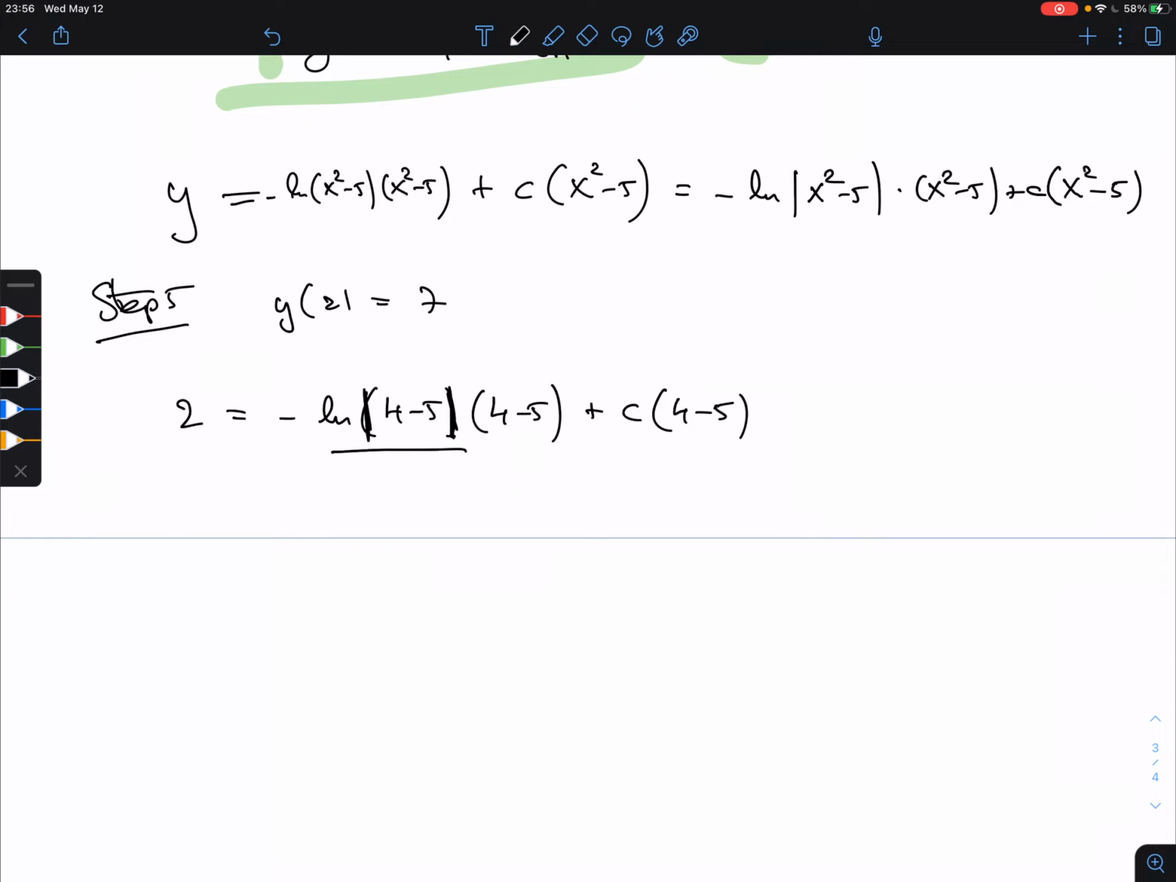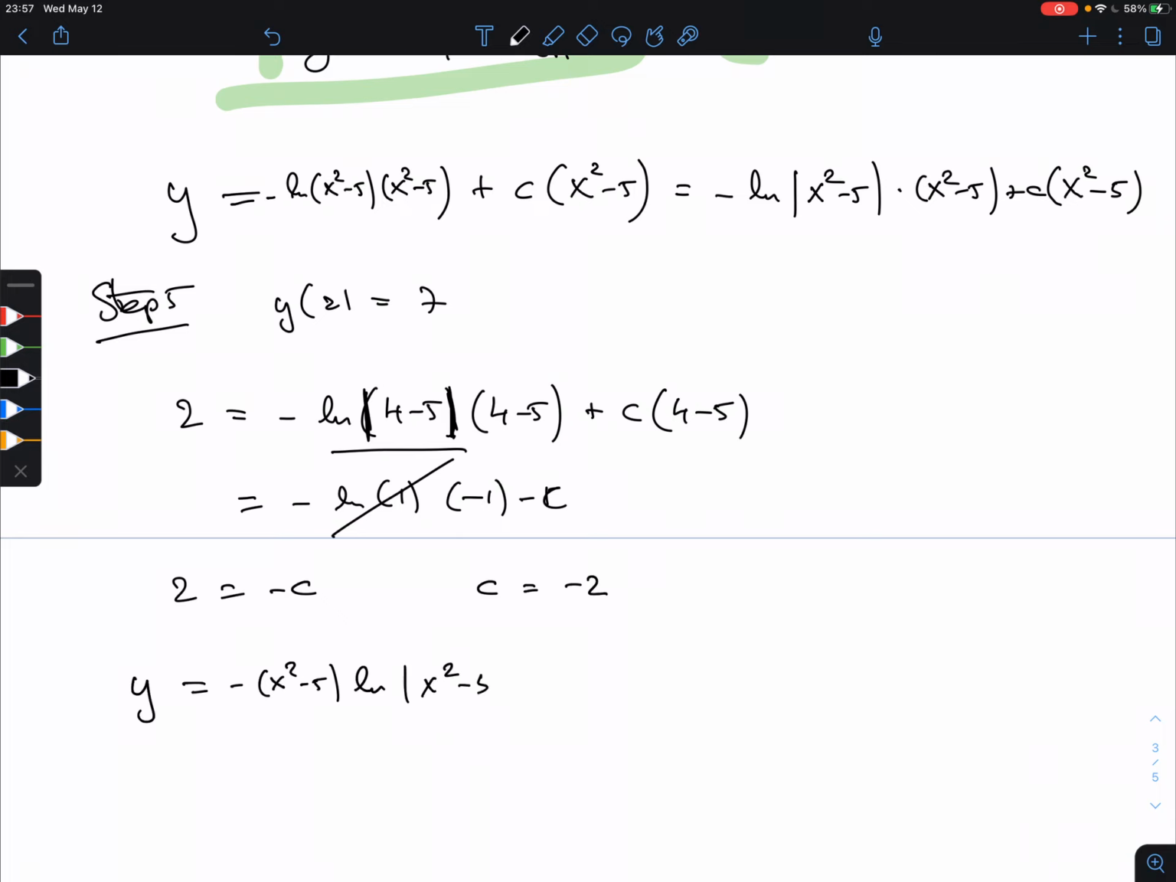Okay. And now everything becomes very easy, because what is that? This becomes minus ln of 1 times minus 1 minus c, right? Because 4 minus 5 is minus 1. So this is 0, so we see that 2 is equal to negative c, so c is equal to negative 2. And therefore the solution is minus x squared minus 5 ln, okay, I'll write it now because I did it there, minus 2 times x squared minus 5.